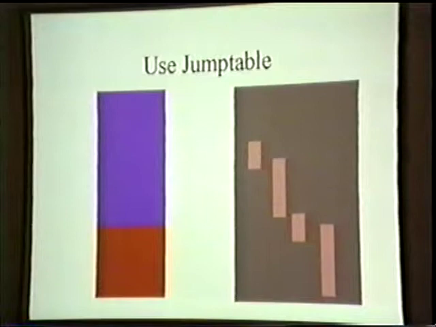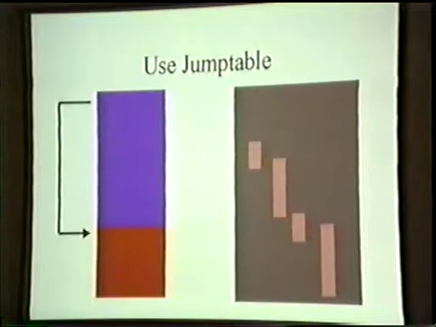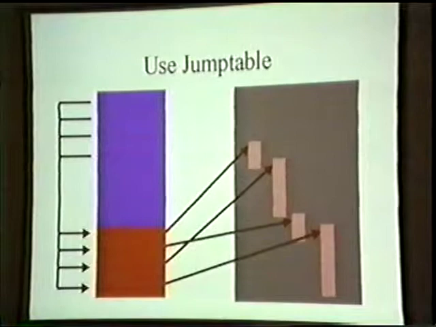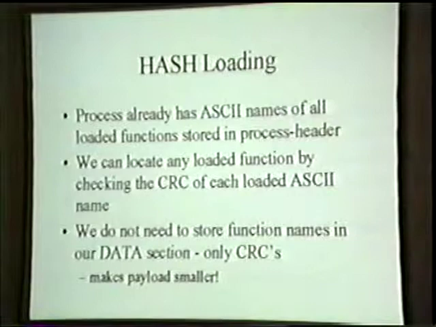Once that's loaded, I can begin using those functions. Boom, and I'd use it. I have to call through the jump table. So I actually call the jump table, and it jumps to the function I want. Everybody see how that works? It's pretty easy. So I'll have one entry in my jump table for every single new function I need to use. Okay, so to do this, I have to store the ASCII name of every single function I want to use.